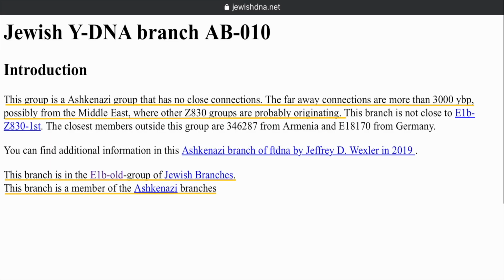Looking at one more interesting subclade within E-Z830 that's part of the Jewish cluster from JewishDNA.net, it reads, "This group is an Ashkenazi group that has no close connection. The faraway connections are more than 3,000 years before present, possibly from the Middle East, where other Z830 groups are probably originating." This branch is in the E1b-old group of Jewish branches. This branch is a member of the Ashkenazi branches.